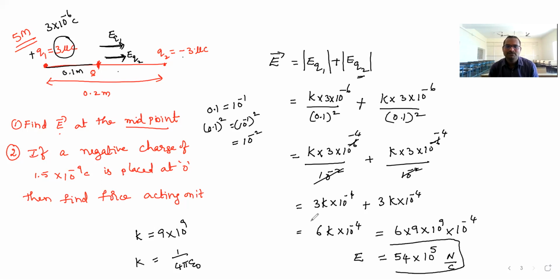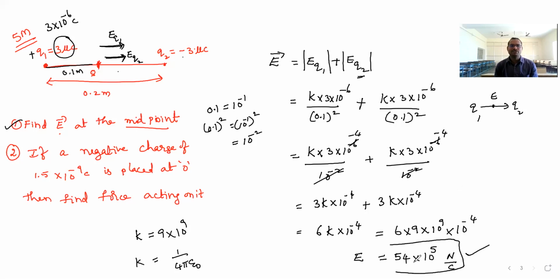Good. Clear? So the value of force we got. This one is finished. What is the direction? Yes, this is the magnitude. Direction is from Q1 to Q2. In this direction the electric field is there, and at the midpoint, this much value is there.